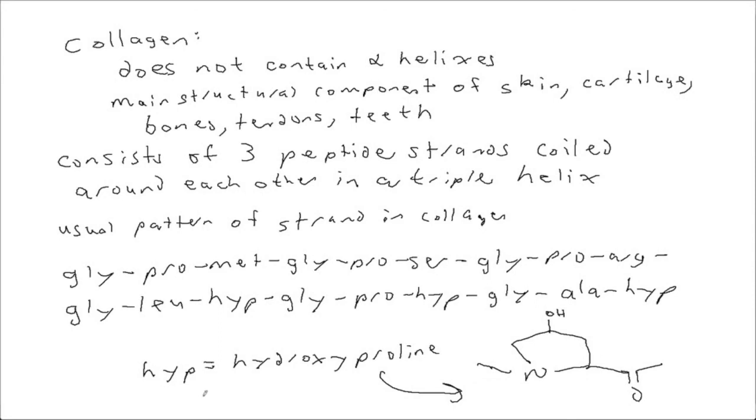How many common amino acids are there? 20. But there are also uncommon amino acids that you haven't memorized. You've only memorized the 20 common amino acids. Hydroxyproline would be a less common amino acid, but it's important in collagen.